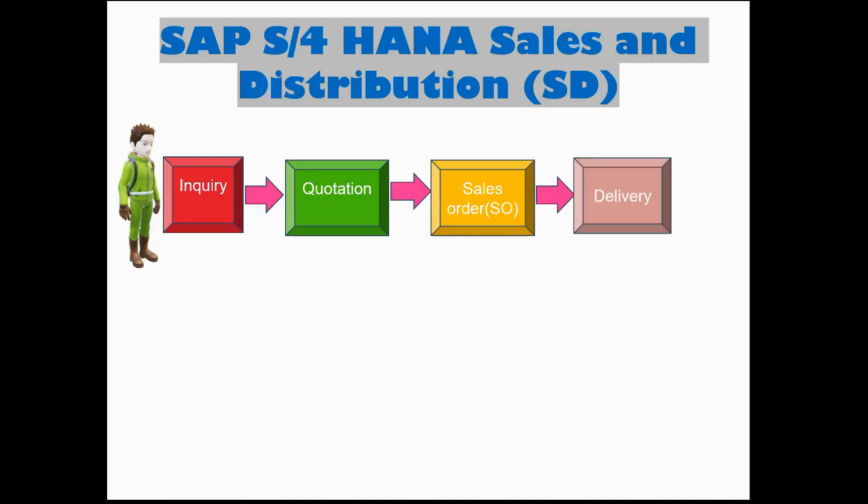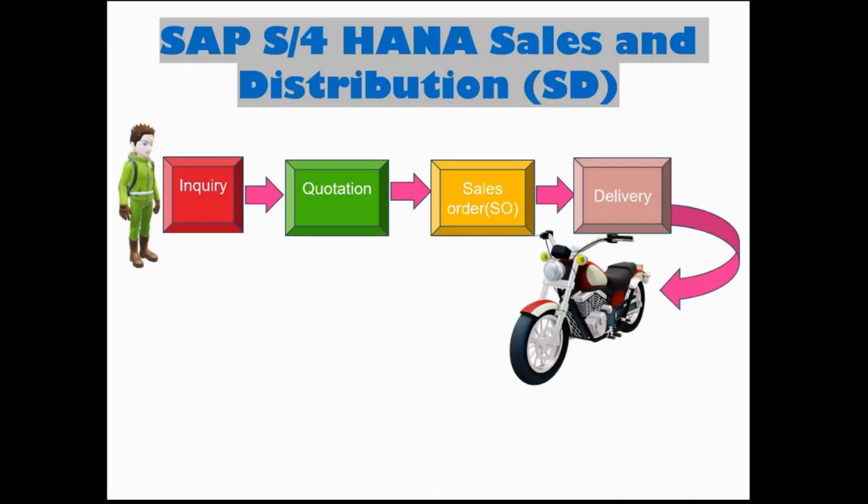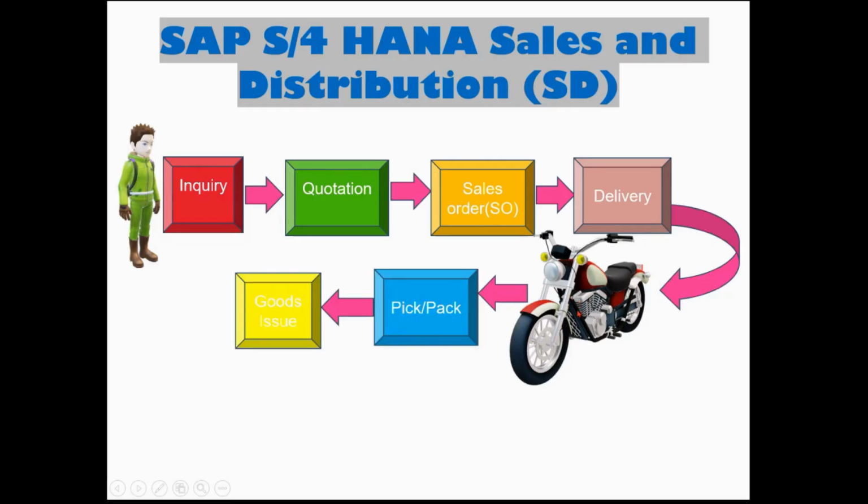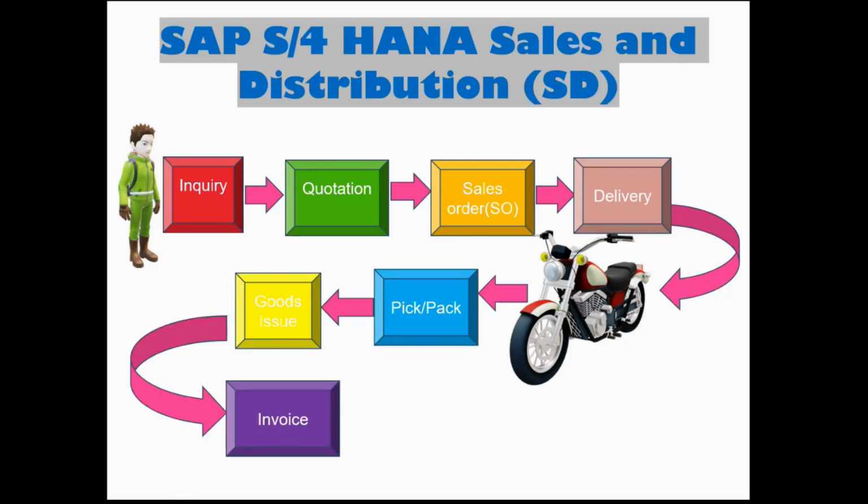Delivery, how will it happen? We have to go to our storage location or warehouse where my product is available. For example, for this bike, I have to go to my storage location or warehouse, pick and pack the product, then issue the product to the customer's place. That is called goods issue. Once goods issue is done, we have to post the invoice, or billing. After that, you expect the payment from the customer. That is called billing. So this is the overall order to cash cycle.